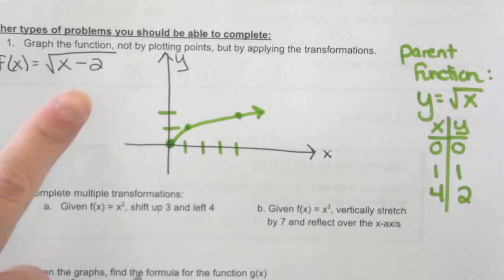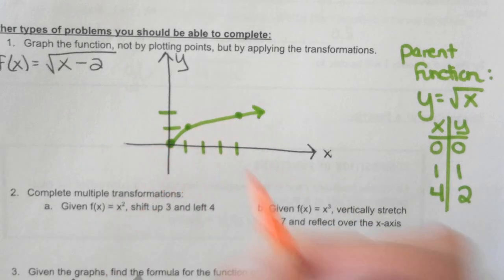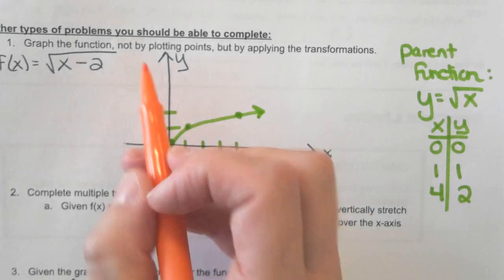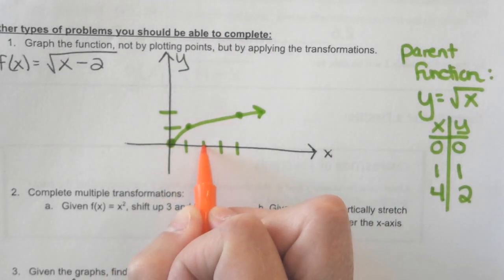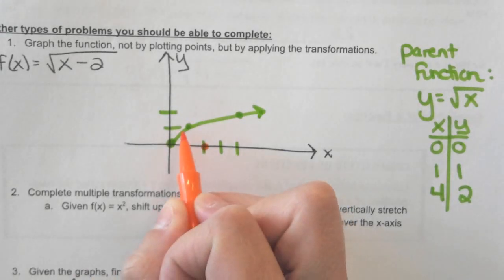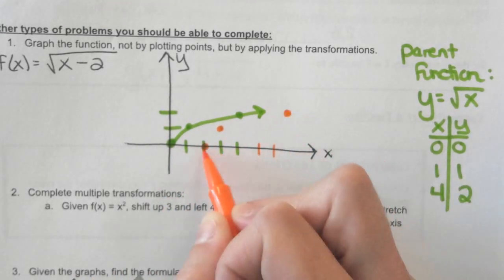Now, let's go back to what we actually had. There's a minus 2 and it's underneath the square root. What do you think that's going to do? Yeah, well, more than 1, right? It's going to shift everything 2 to the right. So instead of making a new table, again, it just wants me to graph by applying the transformation. So I'm going to pick up each point and slide it 2 to the right. Slide it 2 to the right. Slide it 2 to the right.